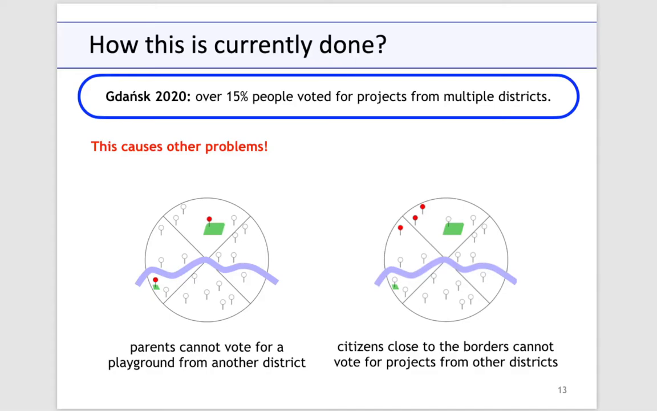This is not surprising. We live in one part of the city, we work in another one, our children go to school in yet another part of the city. Thus, we might be interested in projects from multiple parts of the city. This confirms that putting constraints on the voters and forcing them to vote only for projects from their own district might in some cases cause them not to vote according to their true preferences.